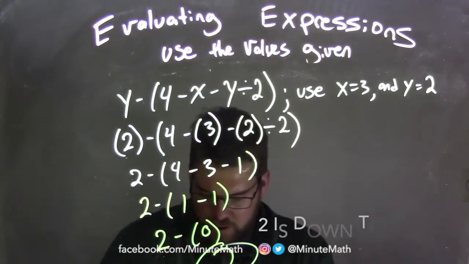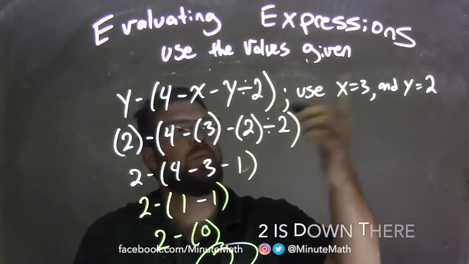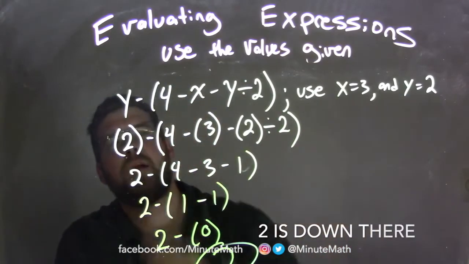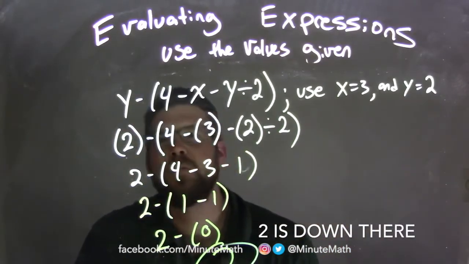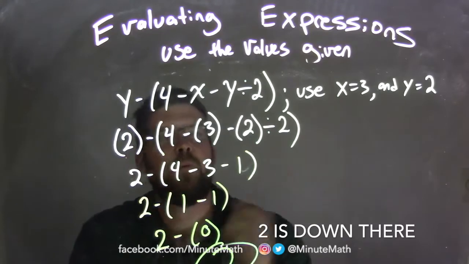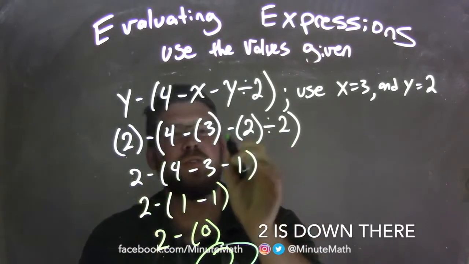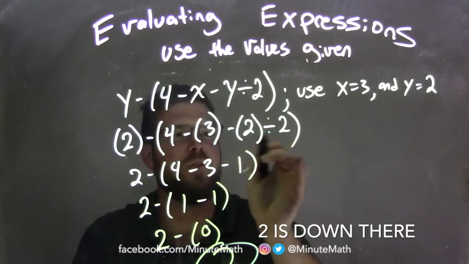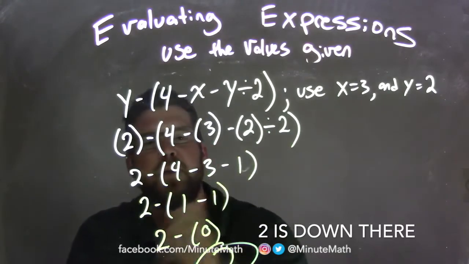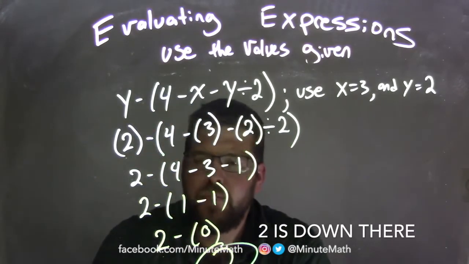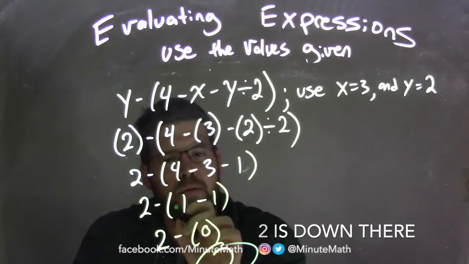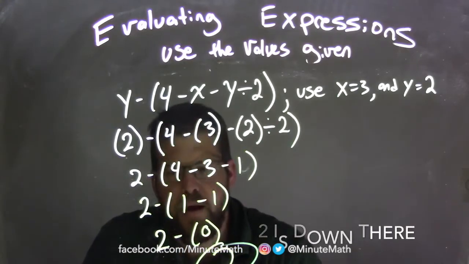So again, quick recap here is that we have our variables, 3 and 2. We substituted them in for the corresponding variables. y was 2 and x was 3. We dealt with inside the parentheses first. First operation inside the parentheses was division. 2 divided by 2 is 1. Then 4 minus 3 was our next step. 4 minus 3 is 1. And then 1 minus 1 was in the parentheses. That became 0. Okay? And 2 minus 0 is 2.